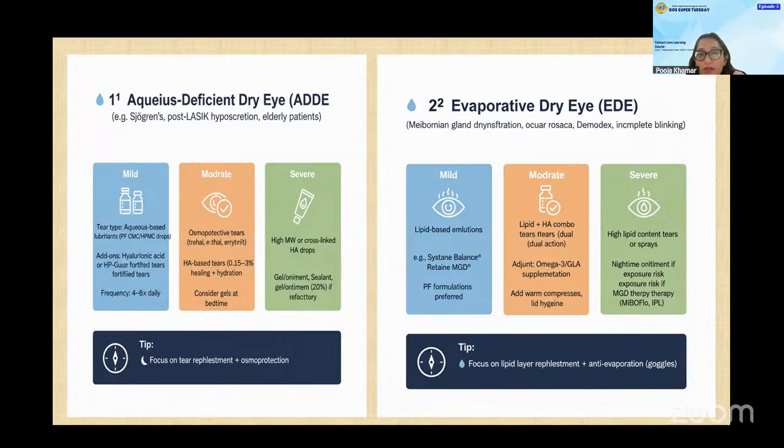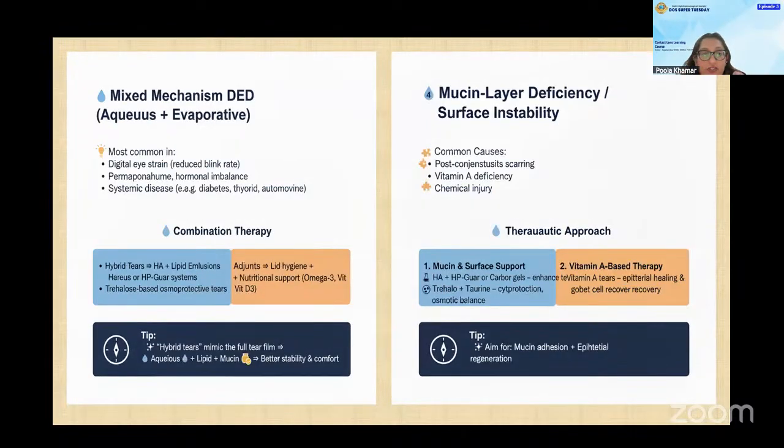If it's an evaporative dry eye, start simple with just hot fomentation. If it's moderate, then add omega-3 supplementation and lid hygiene. But if it's severe, then you definitely have to consider a procedural therapy for MGD, like MiboFlo, LipiFlow, or IPL therapy. So here you have to focus on lipid replenishment, and also take care of lid hygiene.